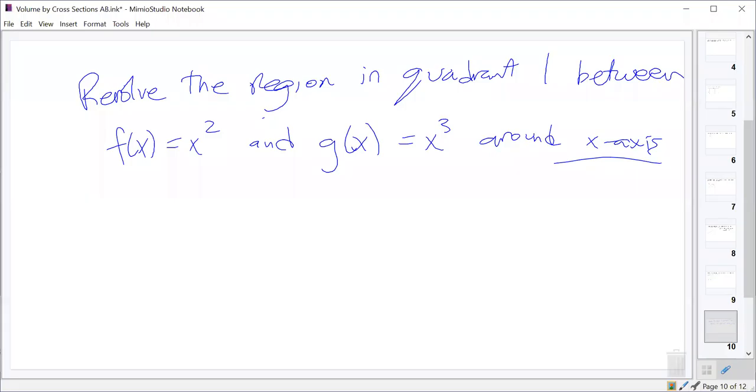Okay, so the first thing we want to do is sketch the graphs and figure out what the region looks like. Yeah? Yeah, let's do that.